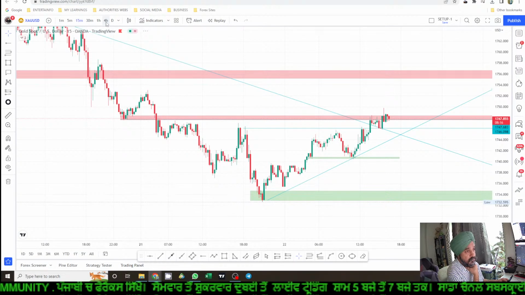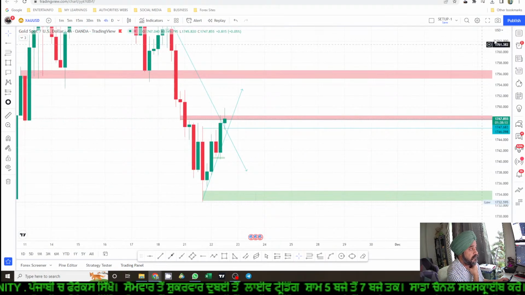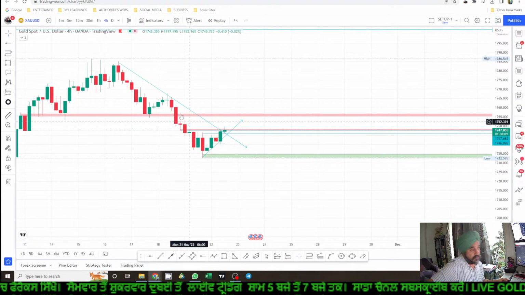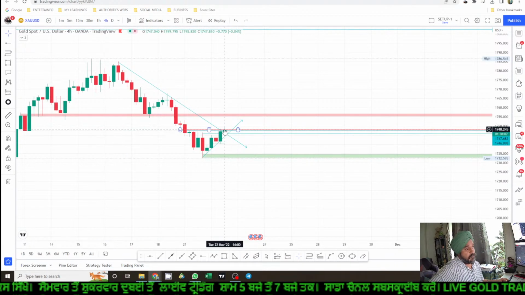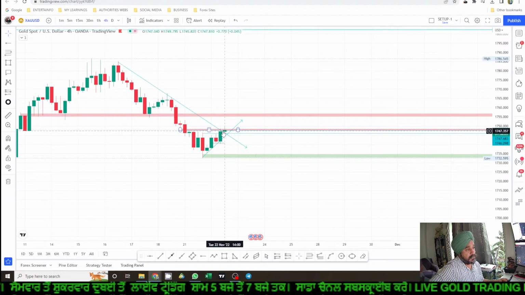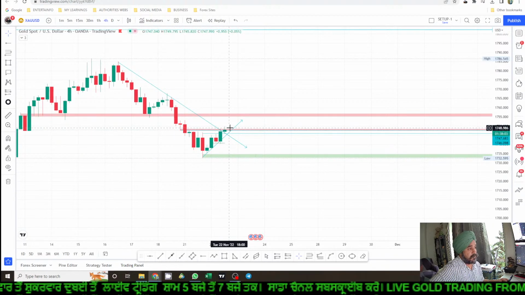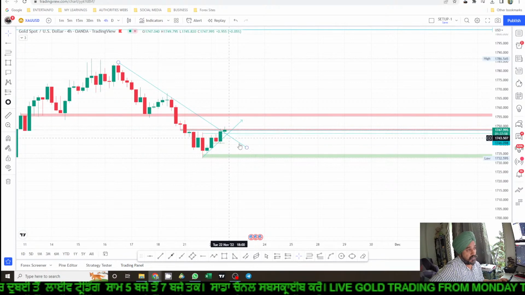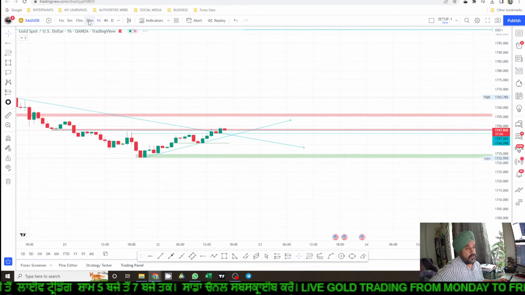Okay, downward trend. So in 4 hour we can see there was a trend line clearly detailing that this is a downward trend. Okay, but today we broke, but not clearly broken. So trend line and this resistance is a confluence, which is holding gold back downside. Okay, so be careful while trading.